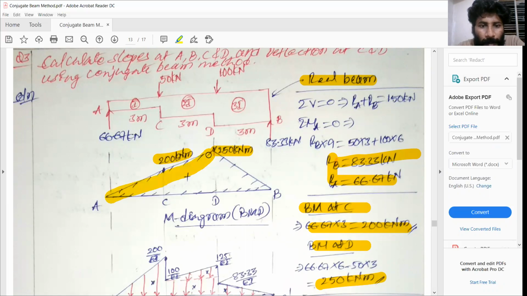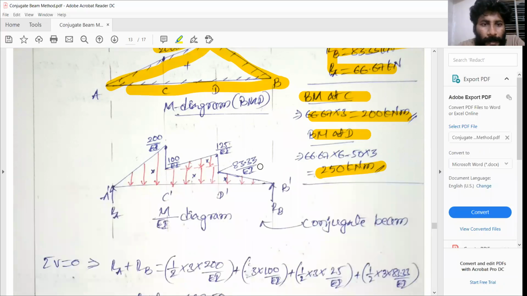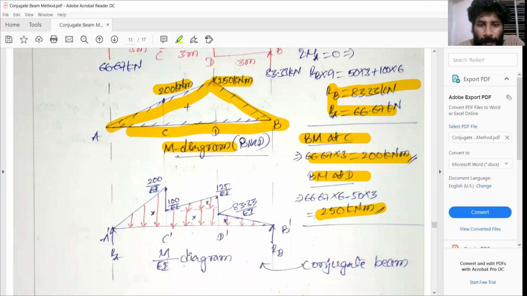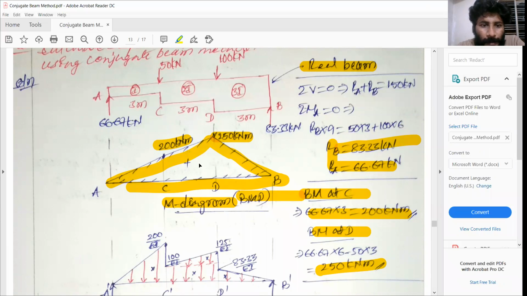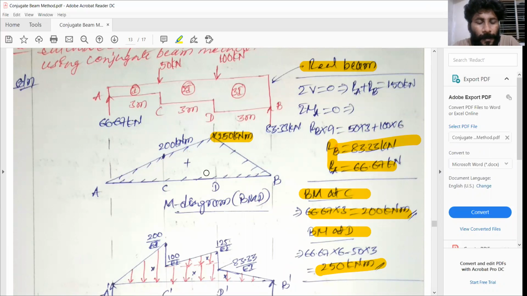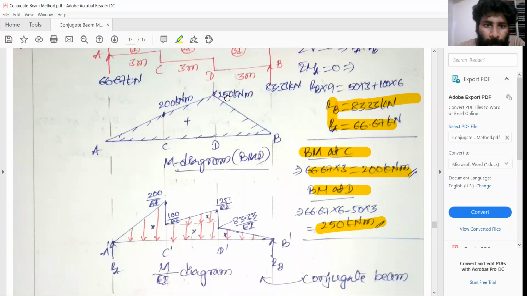Here is the 250 kN under D, 200 kN at C. So this is again a linear variation of bending moment because the beam is subject to point loads. After that, once we get the M diagram, the bending moment diagram, we have to divide M by the corresponding EI values. So for that, we already have the bending moment values here and here. So take this 200 kN.